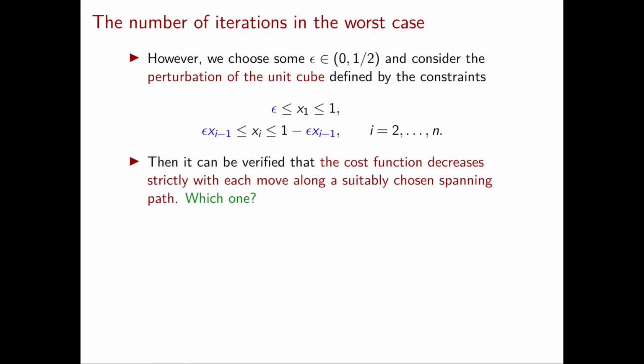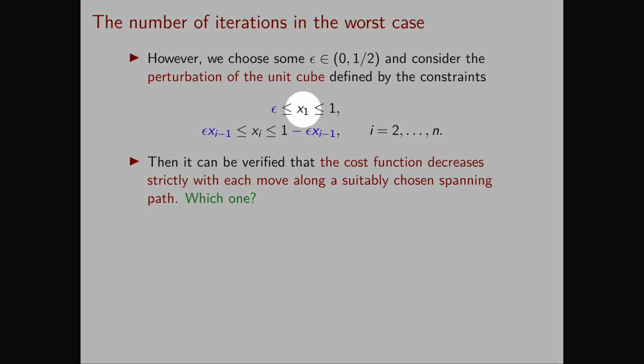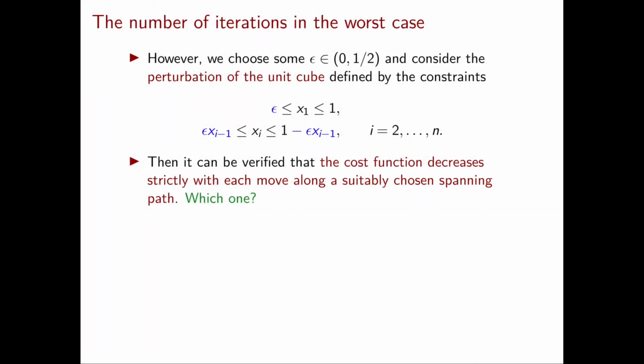We will see that with a little perturbation of the unit cube, we will also be able to find a cost function that strictly decreases along a similar spanning path. Algebraically, our perturbed cube is defined by this system. So we have x1 between epsilon and 1, and then xi between epsilon times xi minus 1 and 1 minus epsilon times xi minus 1, for every i that ranges from 2 to n. In this system, epsilon is any number in the open interval (0, 1/2). For simplicity, you should think of epsilon as being very close to 0.